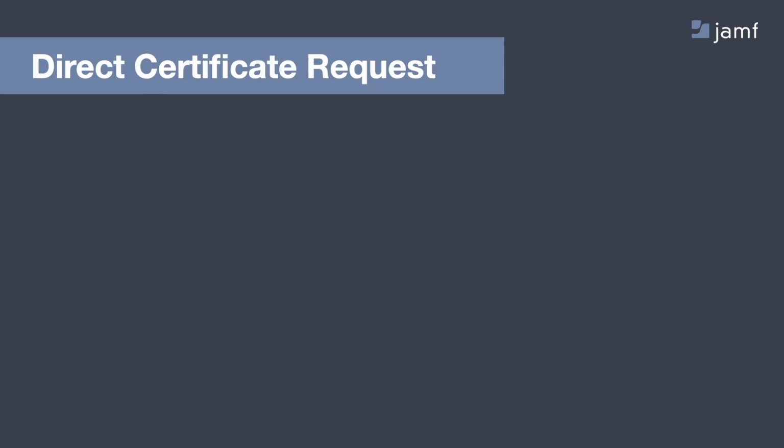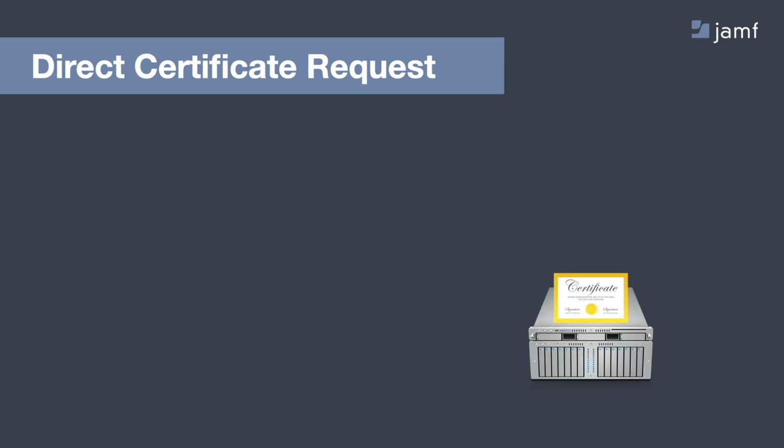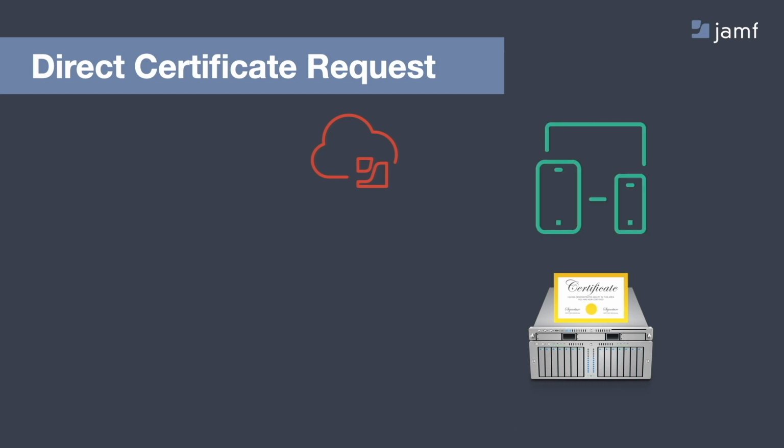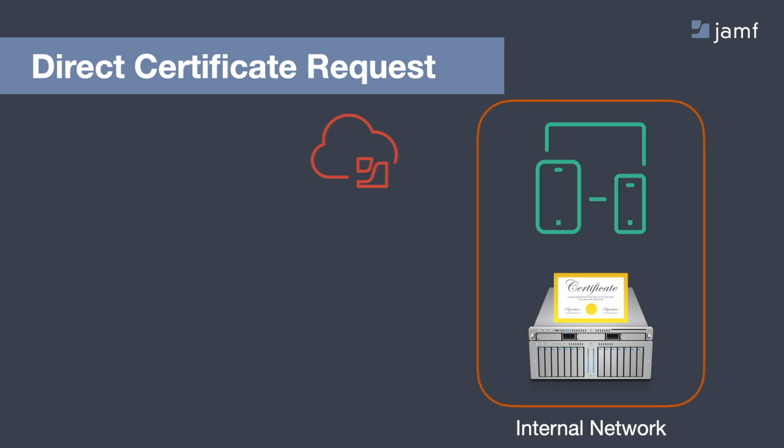Let's have a look at what that communication is like for those last two methods. So here's what we mean by direct certificate request method. We have our certificate server, our Jamf Pro server, in this case Jamf Cloud, and our devices. Let's say that our devices and certificate server are on the same network. With this method, the device first must talk to Jamf Pro. Jamf Pro will then instruct the device where the certificate server is located and what the device needs to provide in order to request a certificate. Then the device will contact the certificate server, and the certificate server responds with a certificate.